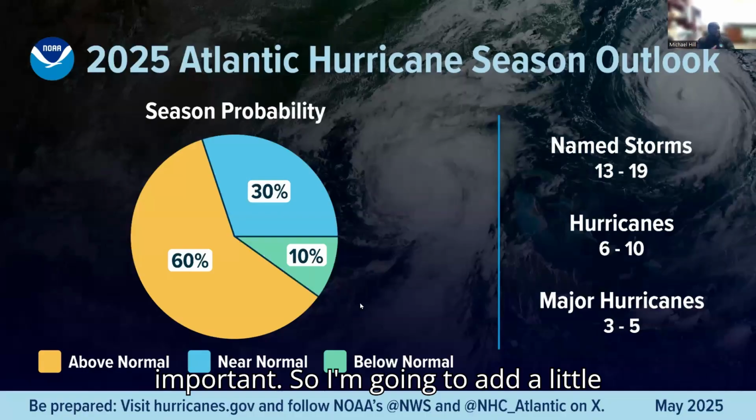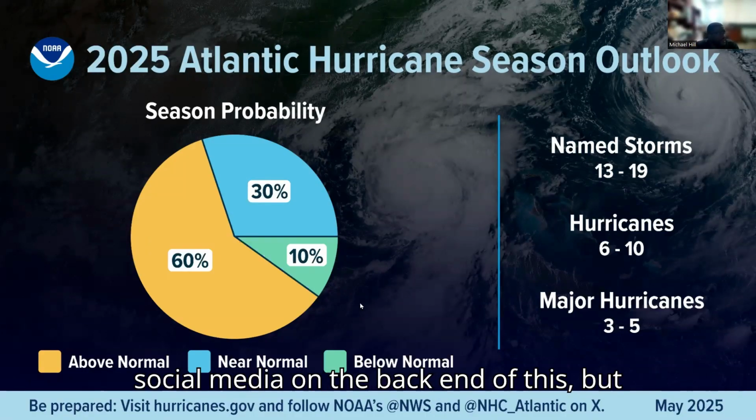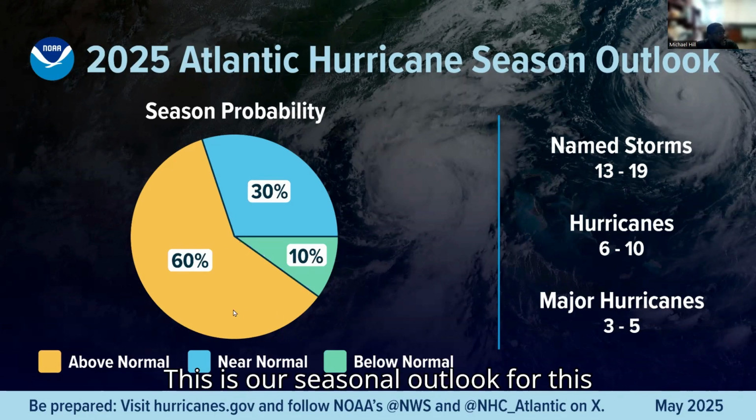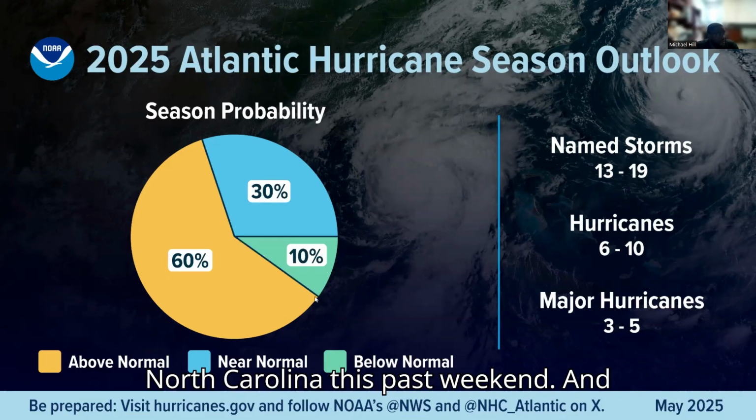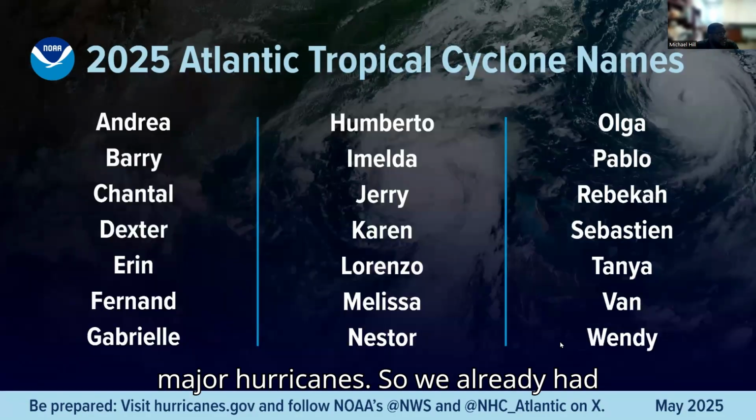So I'm gonna add a little things on hurricane season and a little social media on the back end of this. But this is our seasonal outlook for this year. We've already had a couple storms. We had Chantal across North Carolina this past weekend. And here's our probability of seeing above normal. We're expecting 13 to 19 named storms, 6 to 10 hurricanes, 3 to 5 major hurricanes.